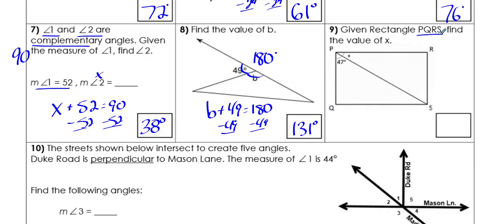Rectangle PQRS. A rectangle has to have 4 right angles. So that means that's 90 degrees altogether. So x plus 47 equals 90. We're going to subtract 47 from both sides and get that x is 43.